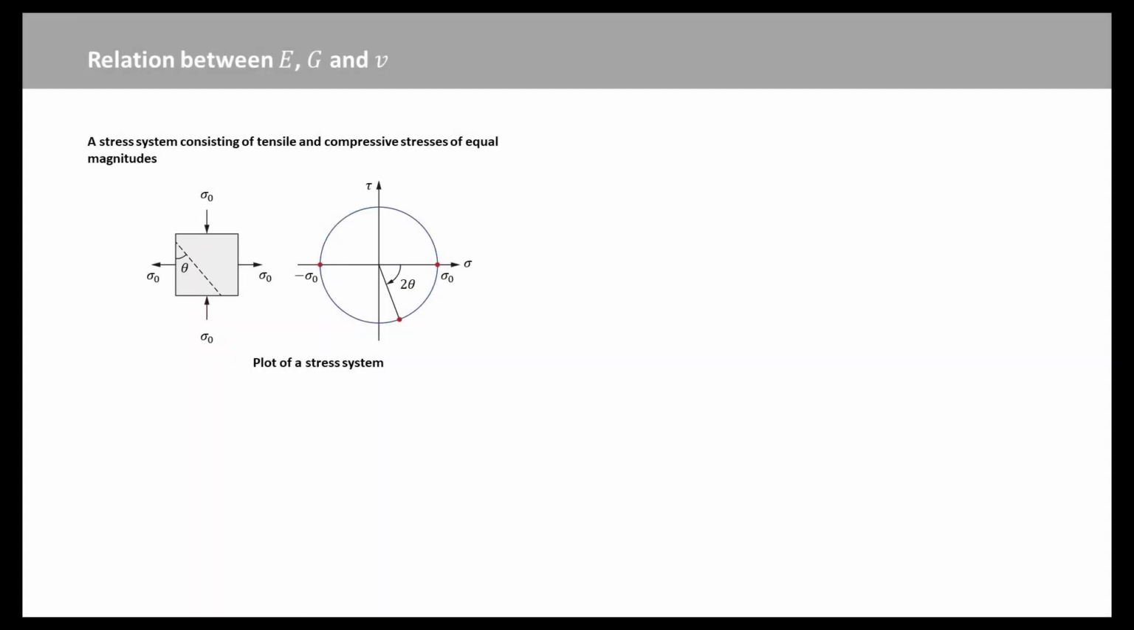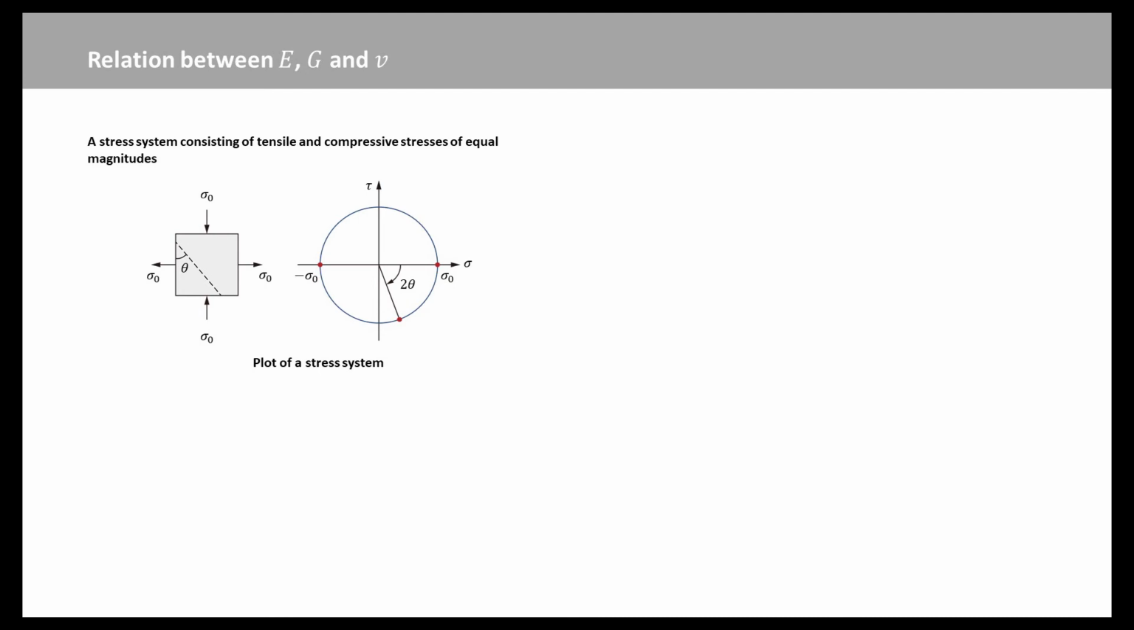Consider an element of material subject to a tensile stress sigma O in one direction, together with a compressive stress sigma O in a mutually perpendicular direction. The Mohr circle for this state of stress has the form shown in this slide. The circle of stress has a center at the origin and a radius of sigma O. The normal and shear stresses on an inclined plane are given by the coordinates on the circle.